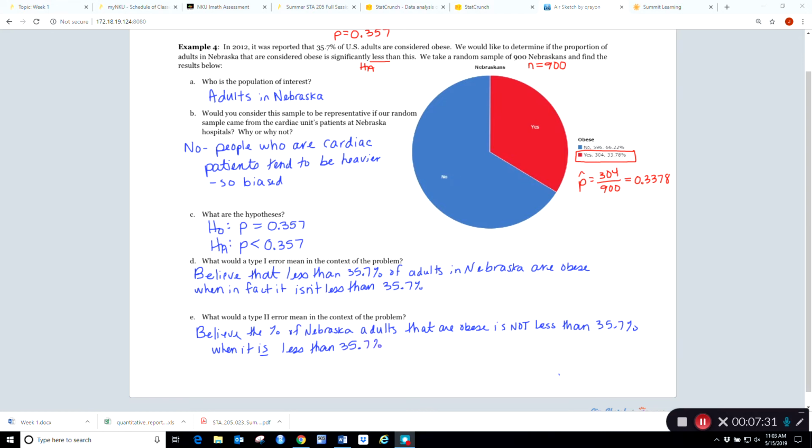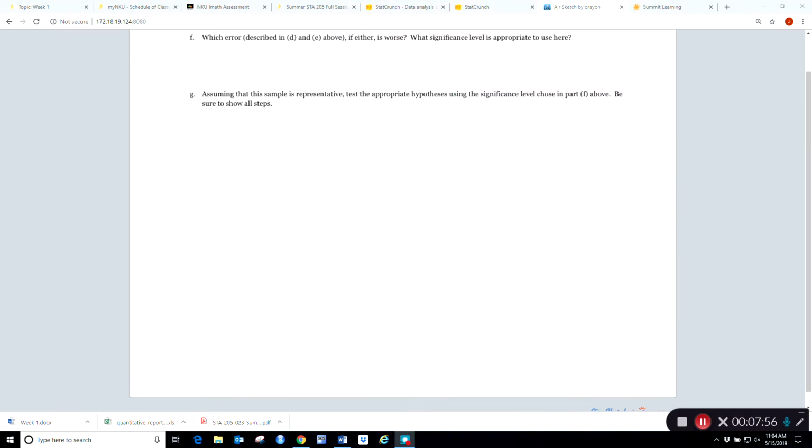So that's what our two errors would look like here in the context of this problem. Now what we want to talk about next is, well, what kind of consequences could happen for these? Because our next part is to figure out which error we think is worse. So let's think about what kind of consequences could happen for each of those. So if I think about what a type 1 error could result in.